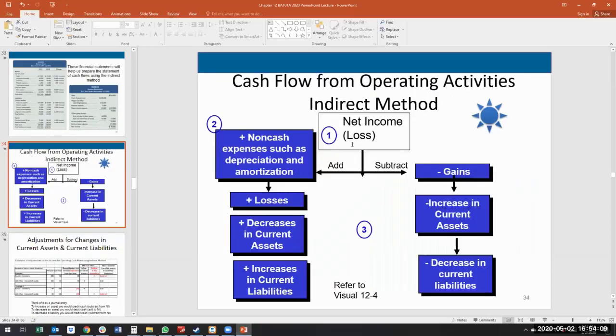So then we're going to take our net income and add back non-cash expenses such as depreciation and amortization, add back losses, and then add decreases in current assets and add increases in current liabilities. We'll subtract gains, increases in current assets, and decreases in current liabilities.